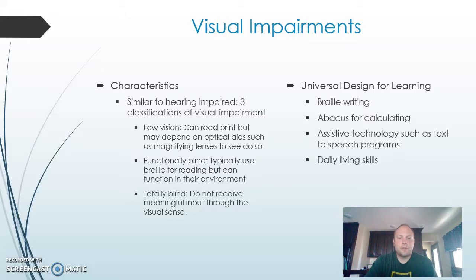Visual impairments, characteristics. Similar to hearing impaired, there are three classifications of visual impairment. There's low vision, functionally blind, and totally blind. Low vision can read, but they need some help. Functionally blind, they can read Braille, but they can't read regular text, and they can function in their environment. Totally blind, they do not receive any meaningful input through visual sense.